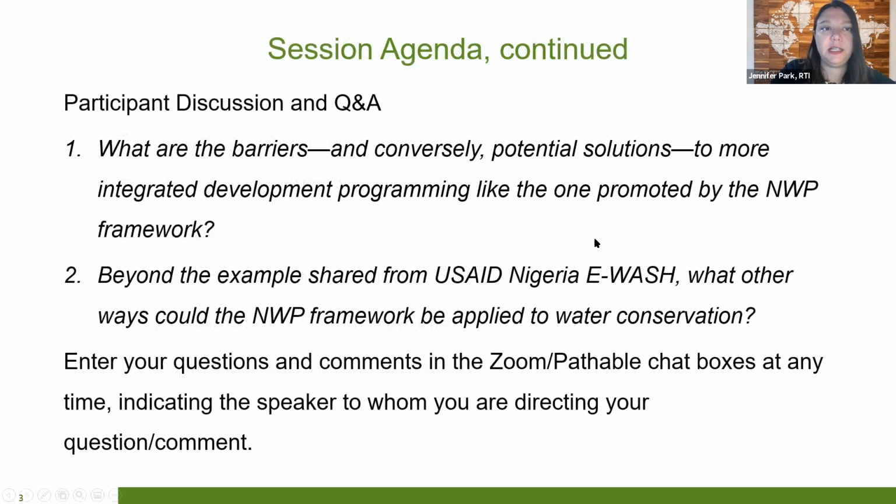For the participant discussion, we'd like you all to begin thinking now about these 2 questions. And I believe my colleagues are putting them in the chat boxes as well to get your creative juices flowing. The first one is, what are the barriers and conversely, the potential solutions to more integrated development programming, like the one promoted by the Nature, Wealth, and Power framework.